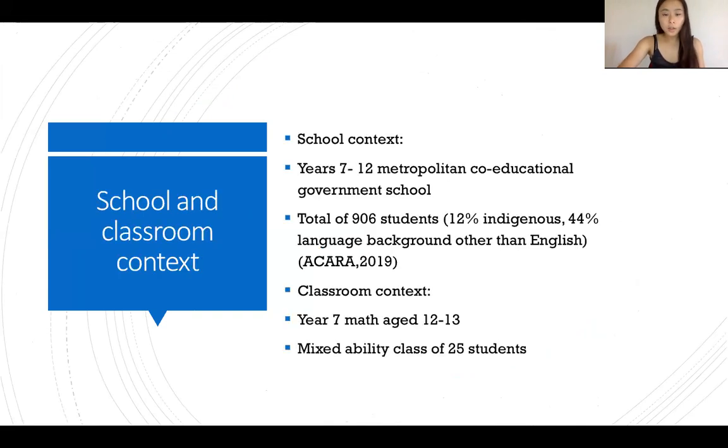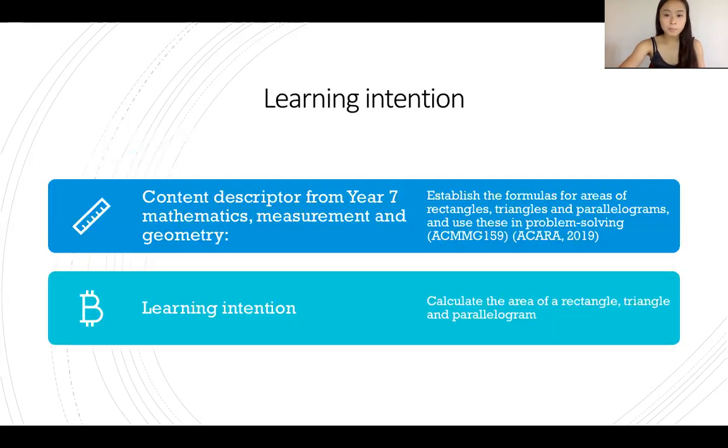The school that I went to for my PECs was a metropolitan co-educational government school, including grades 7 to 12. It had a total of 906 students, including 12% Indigenous students and 44% of students who had language backgrounds other than English. So it's quite a diverse school. The class that I'll be talking about for this presentation is my grade 7 maths class, where their age is about 12 to 13. This class had very mixed abilities and consisted of 25 students.